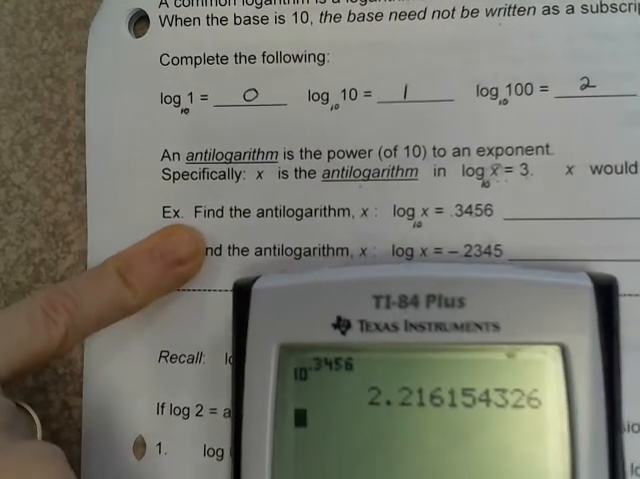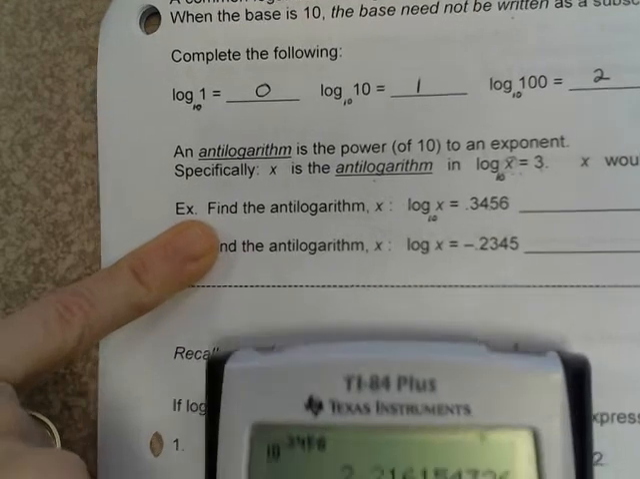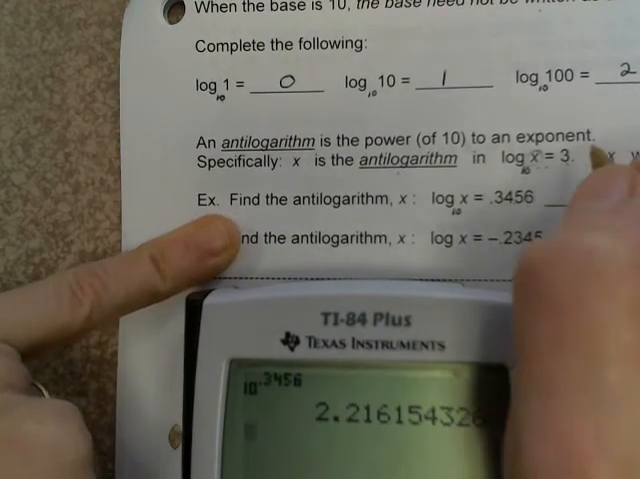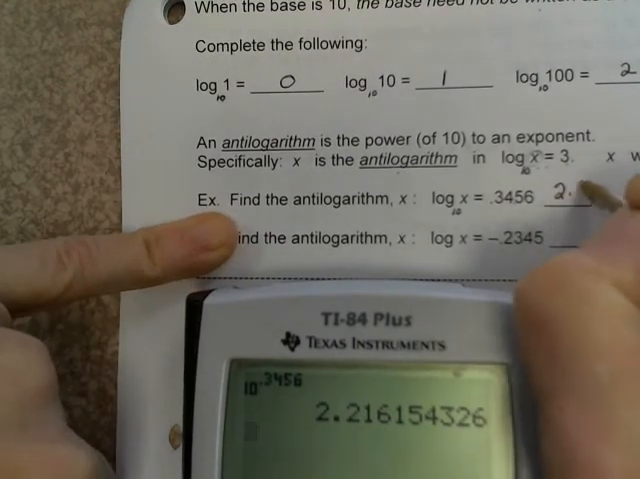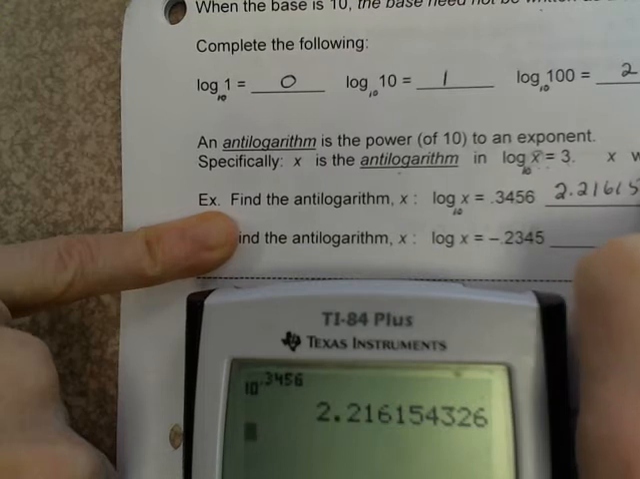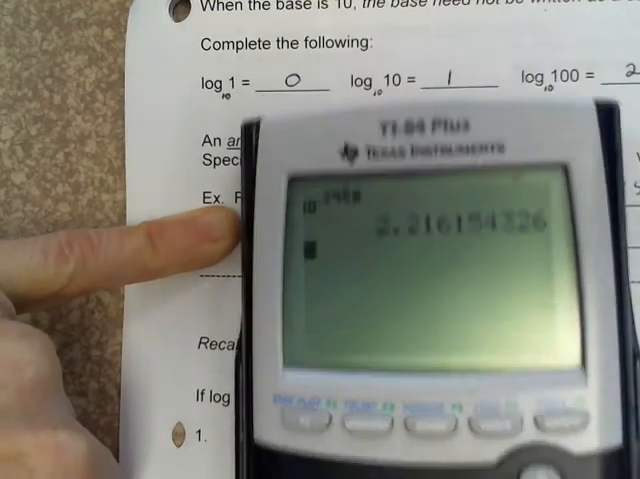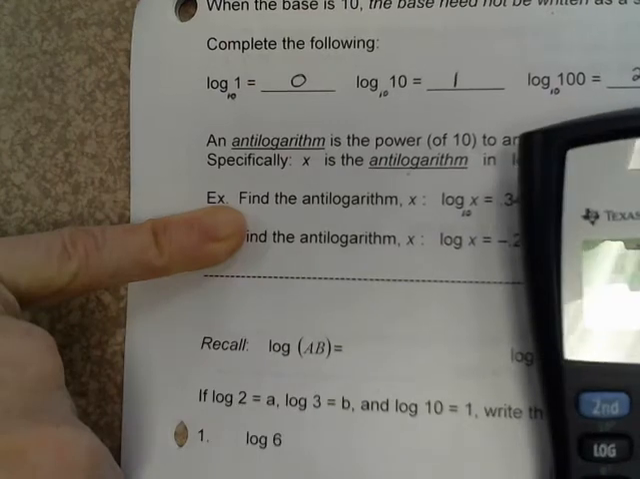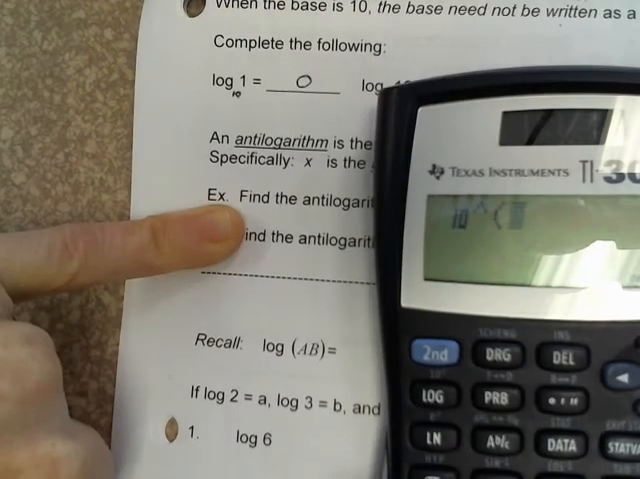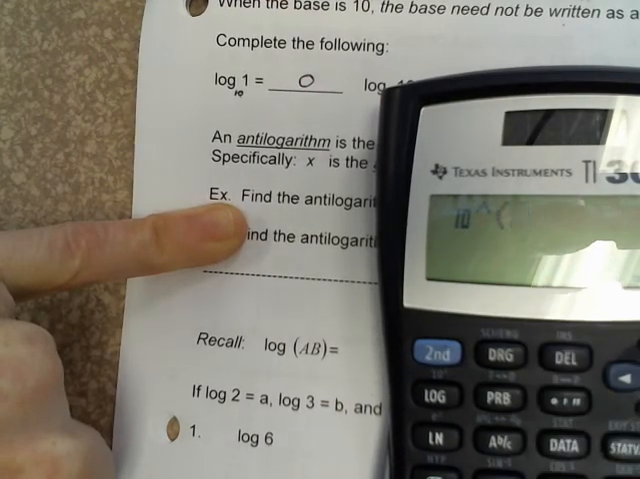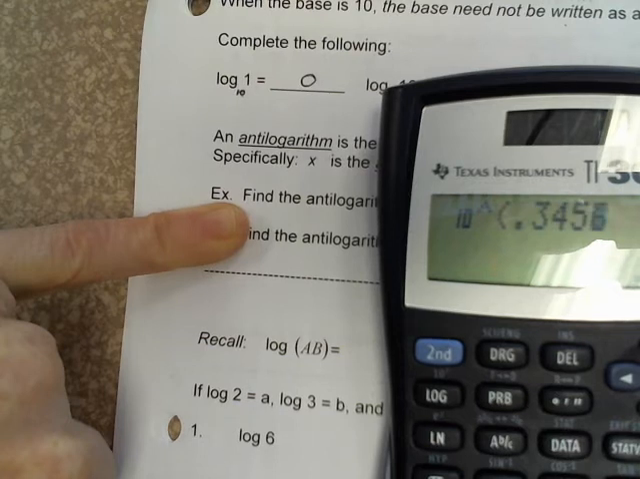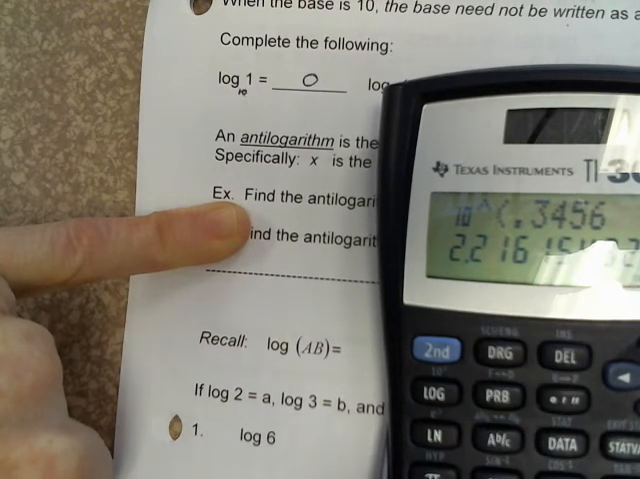I think I'll just round it. It doesn't tell me how many decimal points to round it. Oh, I guess I'll just write it all out. 2.216154326. Hopefully you have either a graphing calculator with you or some kind of a scientific calculator or some kind of an online calculator that you can raise 10 to the power of 0.3456, and you get the same answer.